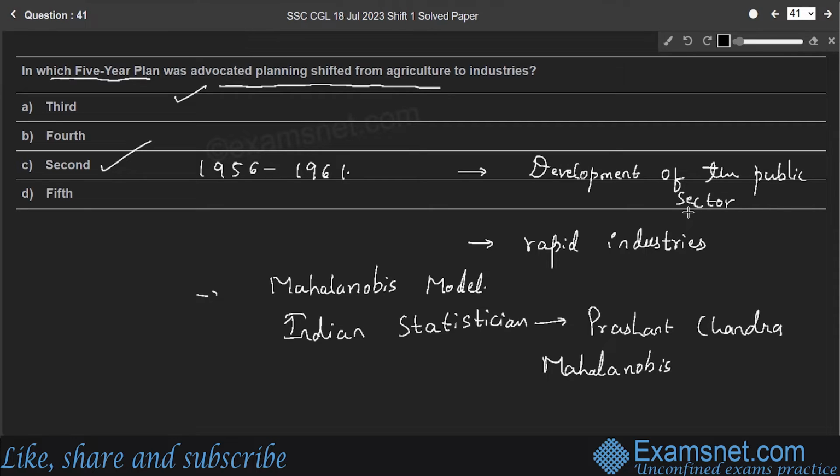The plan attempted to determine the optimal allocation of investment between productive sectors in order to maximize long-run economic growth. Therefore, for the given question, in the second 5-year plan, planning shifted from agriculture to industries. So option C is the right answer.